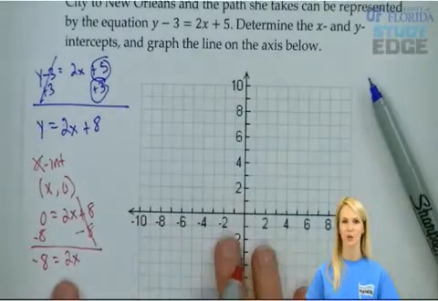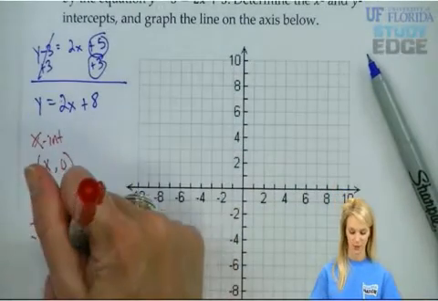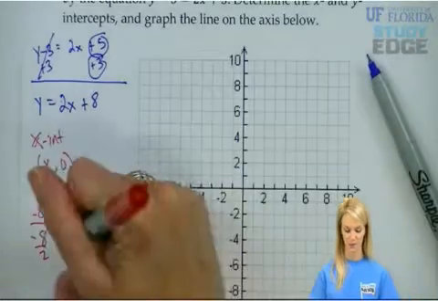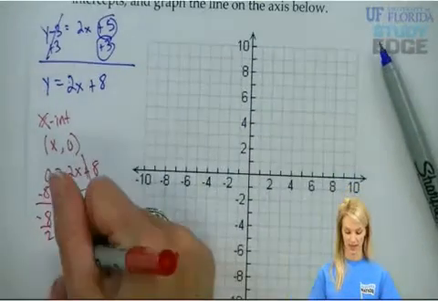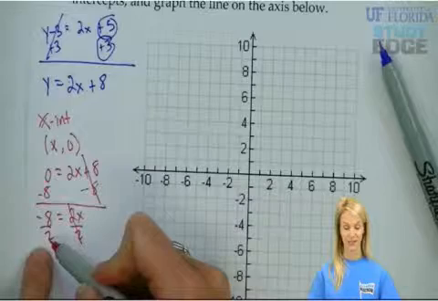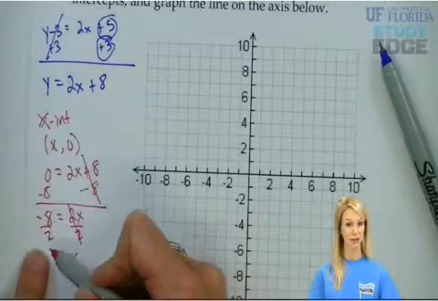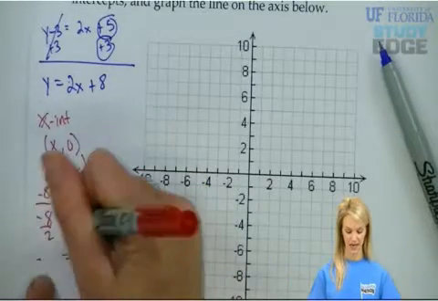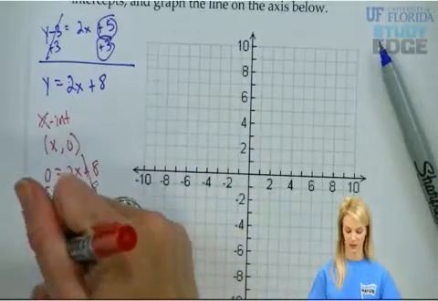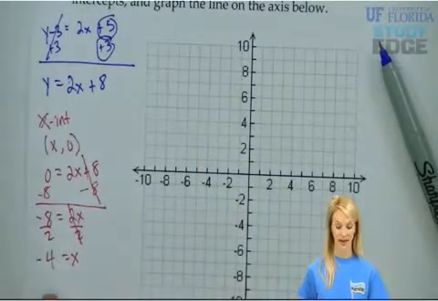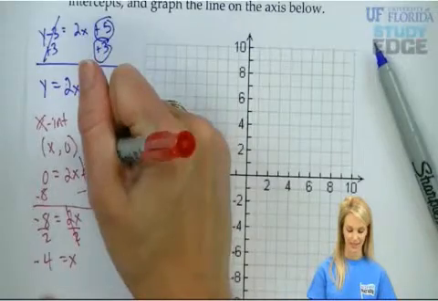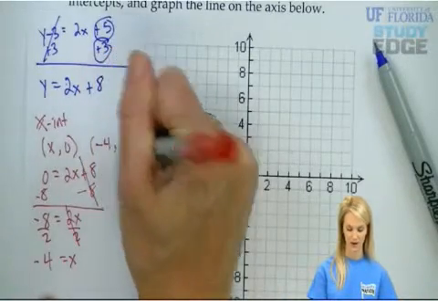Are we done? No, we want the value of x, not of 2x. So we divide. We're going to divide both sides by 2. 2 divided by 2 cancels out, and we get x equals negative 8 divided by 2. Well, negative over positive, what do we get? A negative. 8 divided by 2 is 4. So x is equal to negative 4. Our x-intercept is at the point negative 4, comma 0.